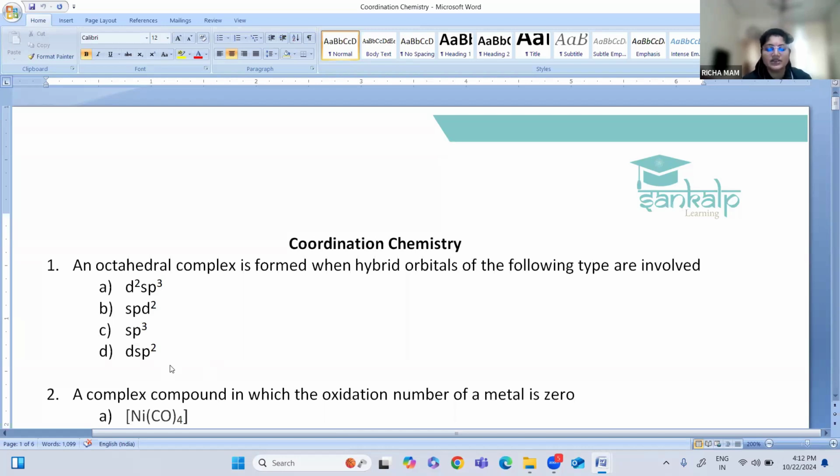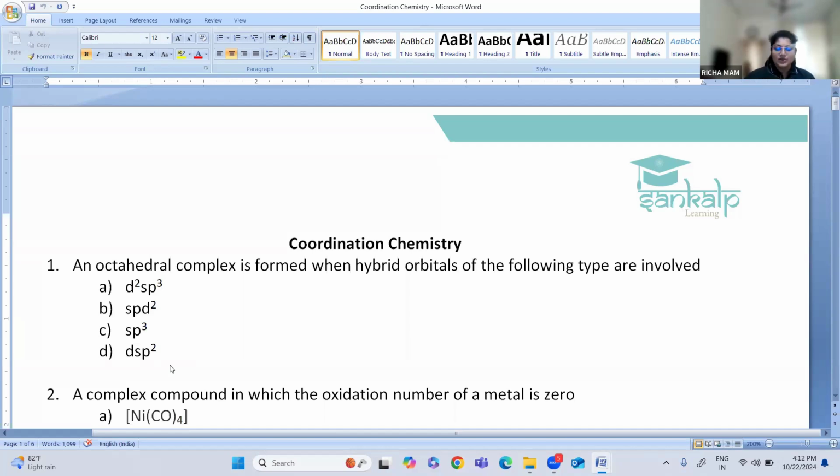Already we have seen all these about coordination compounds and coordination chemistry in our ACE classes. In detail we have studied the different complexes which are found, how the metal-ligand complexes are formed, the different types of ligands, and what type of hybridization they show. So please try to answer: an octahedral complex is formed when hybrid orbitals of the following types are involved.